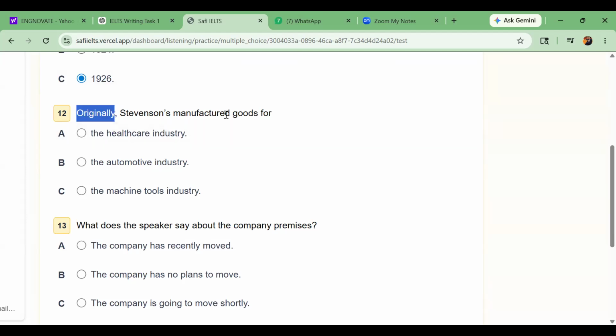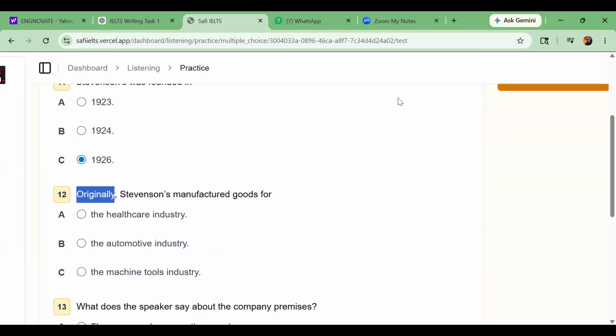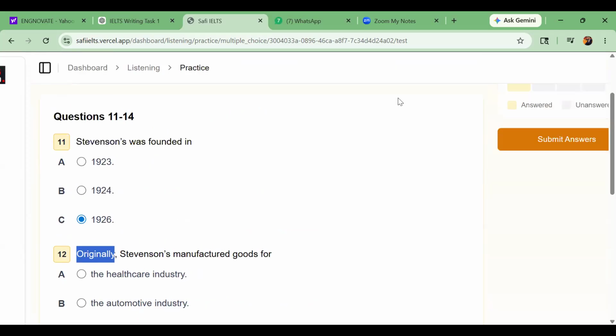Originally, Stevenson's manufactures goods for the health industry, the automotive industry, or the machine tools industry. But they have written the first word, originally. They might manufacture goods for different industries, but originally they did it for which industry? So let's see. I'm going to play it for you. Okay, where is the listening?